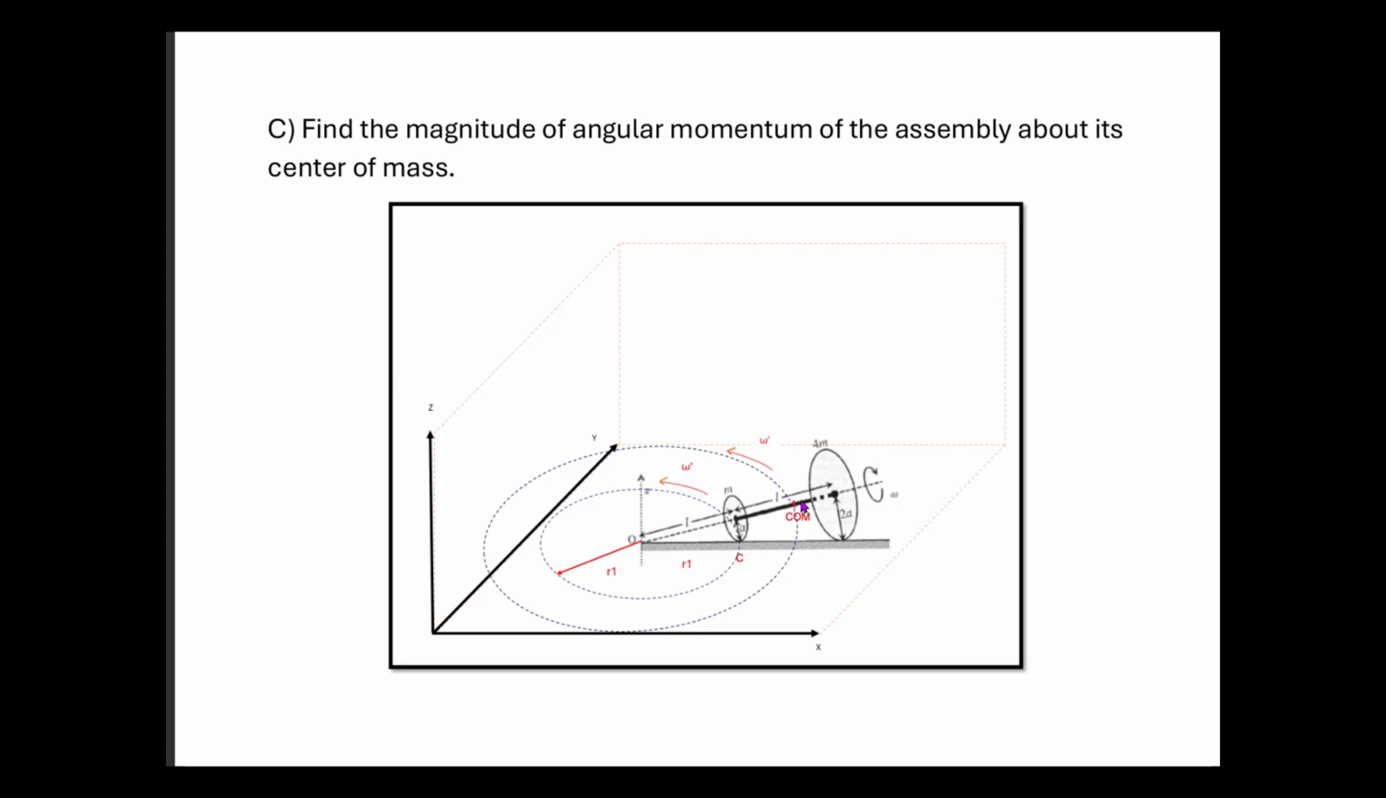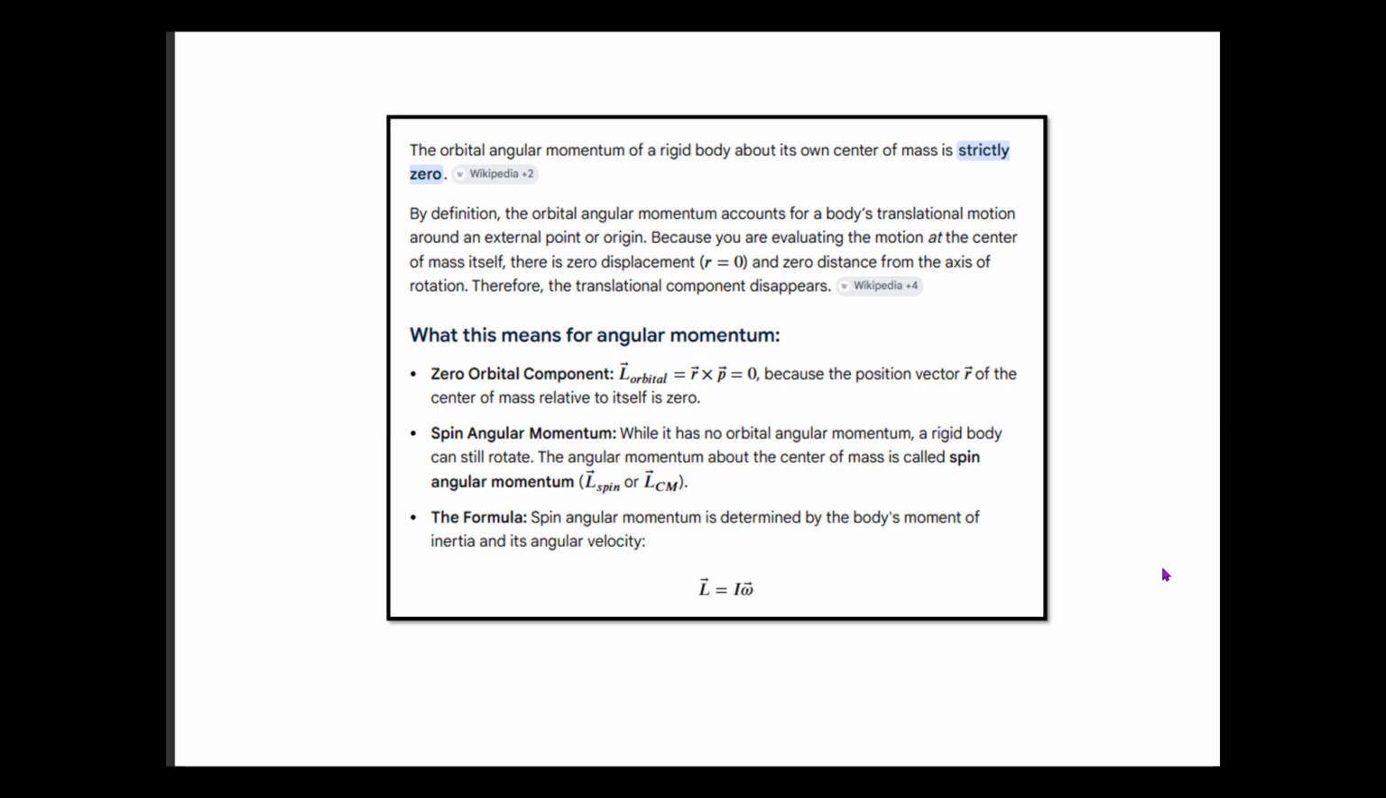So actually we need to only calculate the spin momentum, and that will be the angular momentum of this assembly about the center of mass. That is explained here. You can pause the video and read this clearly: there will be a zero orbital component, so the orbital angular momentum will be strictly zero, and there will be only spin angular momentum, which is given by the moment of inertia times the angular speed. So first we need to calculate the moment of inertia, and then we will multiply it by the angular speed.